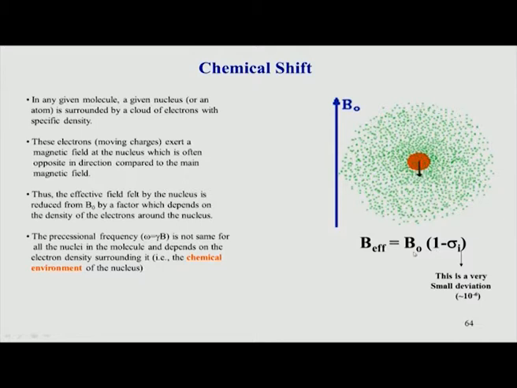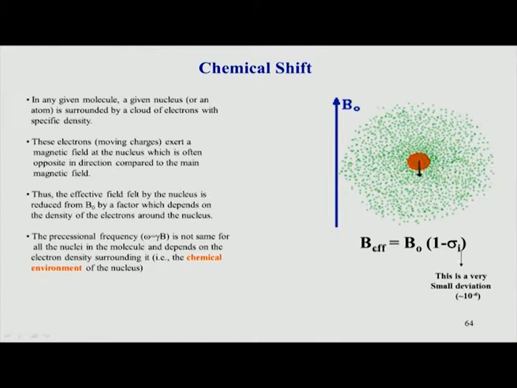That opposing field is represented like this. What we are looking at is that the magnetic field around this red nucleus is no longer B0, but has a small subtraction because of this negative field, and this is called shielding. Shielding means protected. The electrons around this nucleus are trying to protect or shield the nucleus from the main magnetic field, and that is why we use the word shielding. It is denoted by the parameter called sigma.